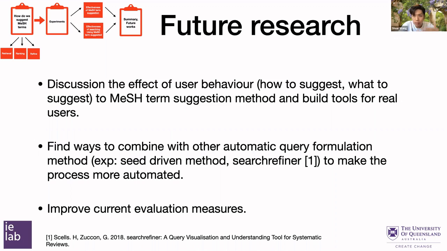Secondly, we would also like to find ways to combine with other automatic query formulation methods, such as seed-driven query builder, which builds systematic review Boolean queries automatically from seed studies, or Search Refiner, proposed by Scells and Zuccon in 2018, to build a whole query construction pipeline for information specialists. Lastly, we can certainly improve the currently used evaluation measures. For example, we use the original query MeSH terms as ground truths, but these are not necessarily the best choices. Also, the way we treat unjudged documents should certainly be improved.